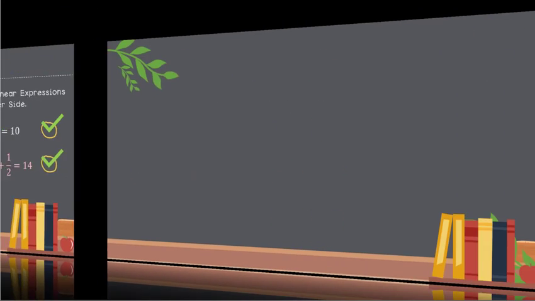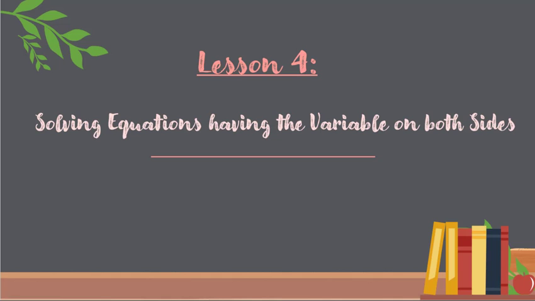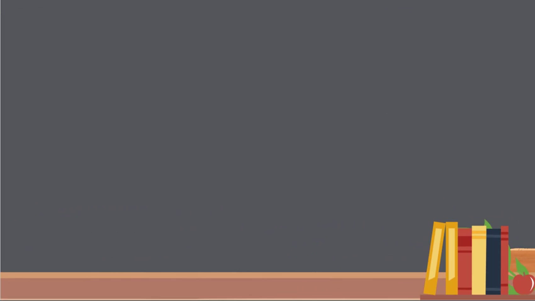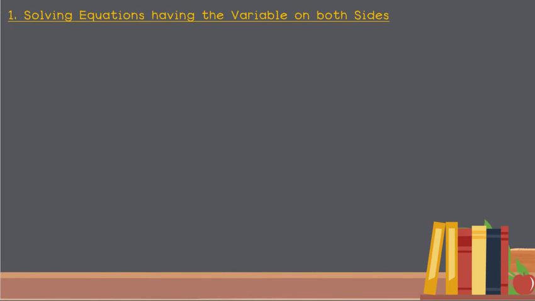Lesson 4. Solving equations having the variable on both sides. 1. Solving equations having the variable on both sides. Let's try to solve the equation in example 12. We have the equation 2 times (x minus 3) is equal to x plus 2, and now we need to solve for x.